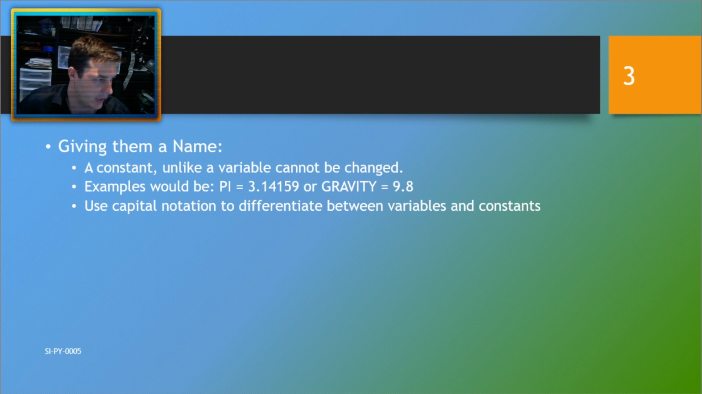So, giving them a name. Constant, unlike a variable, cannot be changed. Examples would be pi or gravity. Use capital notation to differentiate between variables and constants. Okay, that's it. We'll go in more depth later on. I don't want to beat a dead horse. It's basically a variable, except it doesn't change. Cool, right?